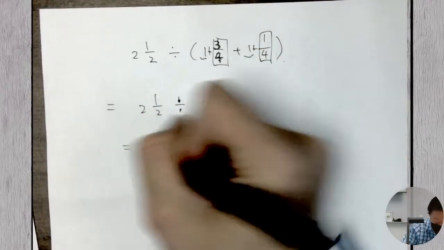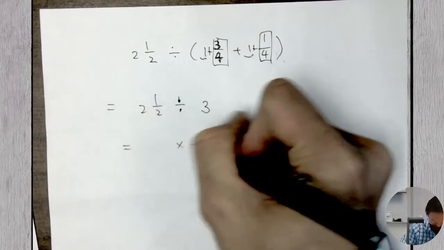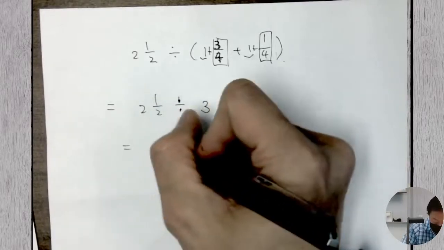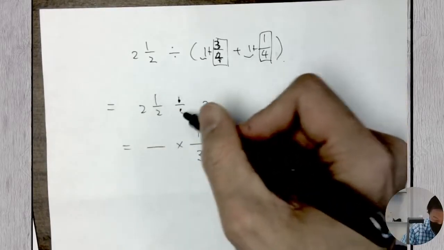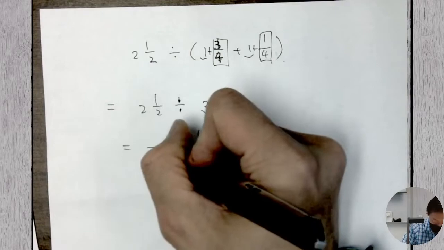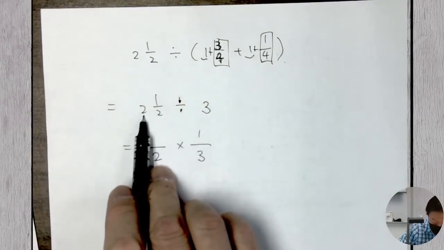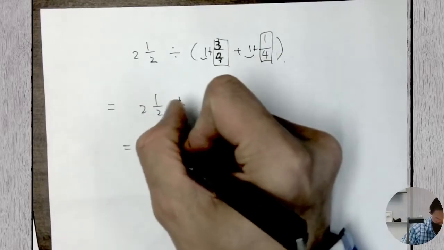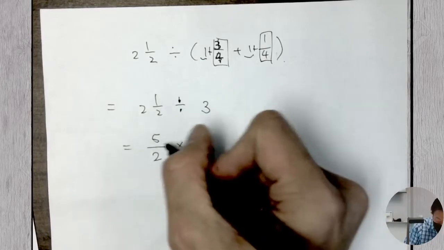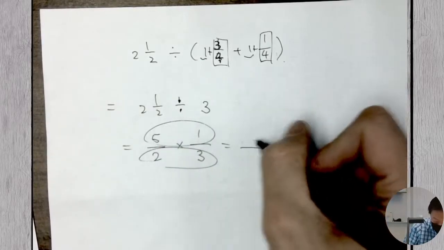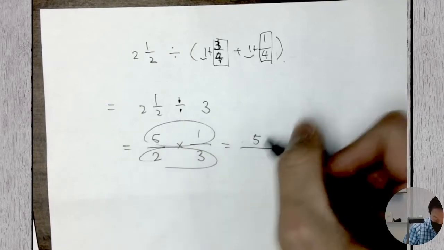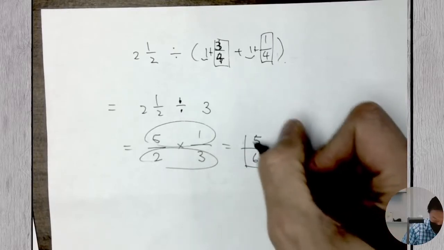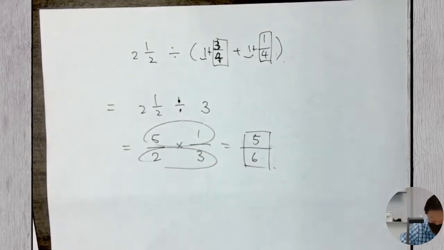Alright, so dividing by 3 is equivalent to times 1/3. 2.5, I'm going to change this to an improper fraction because I'm doing a multiplication. That 2 would be 4 over 2, 4 parts in 2, and altogether I have 5 parts. There's nothing to simplify here, so I multiply the top, giving me 5, multiply the bottom, giving me 6. And that is proper. All done. That's the answer to this.